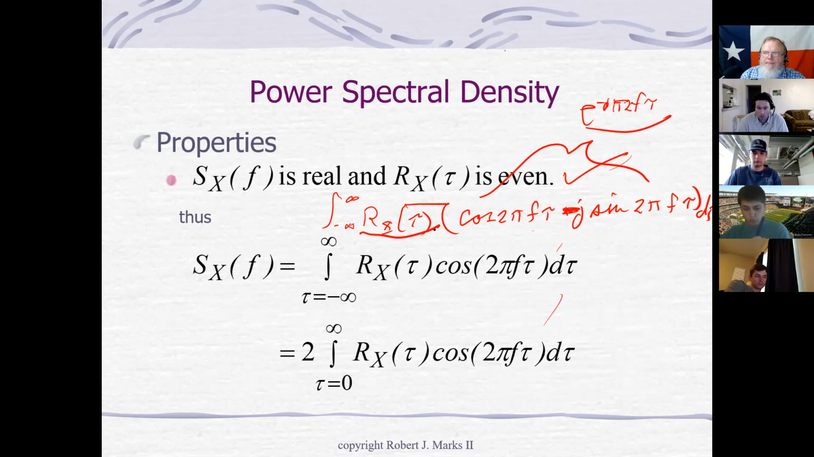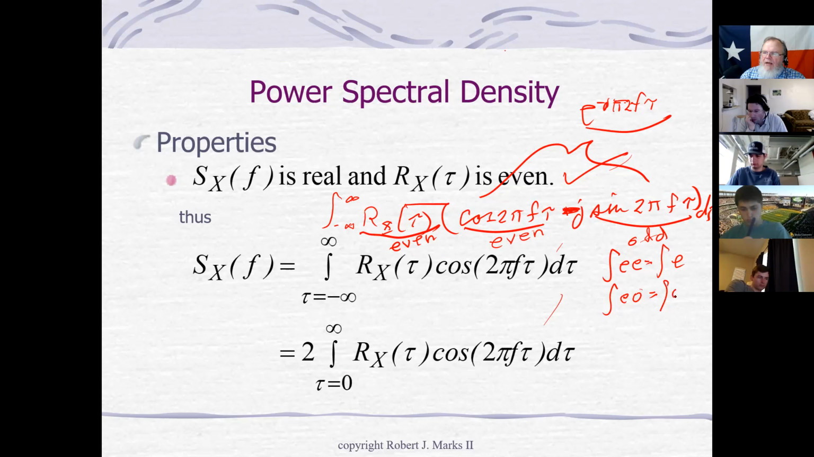Now this is even. This is even. And this is odd. Right? Now the integral of an even times an even function is equal to the integral of an even function. But an integral of an even times an odd function is equal to the integral of an odd function, which is equal to 0. In other words, an odd function is a function which looks like this, right? And so this part eats up this part, and the overall area is equal to 0.